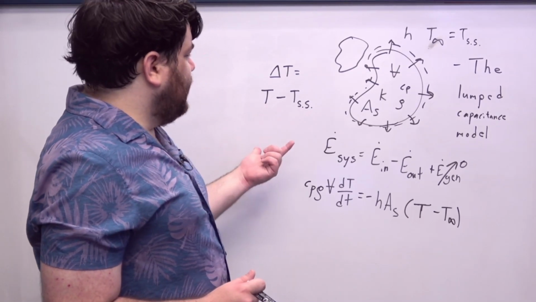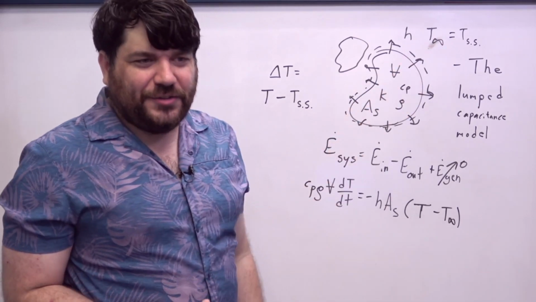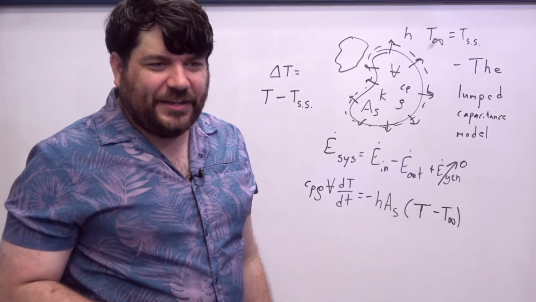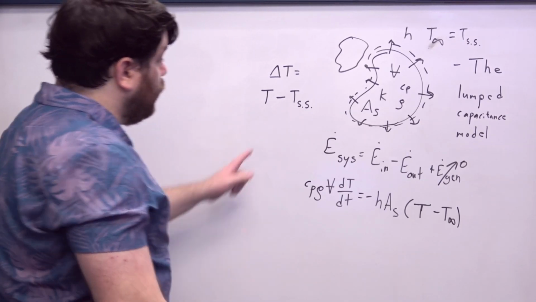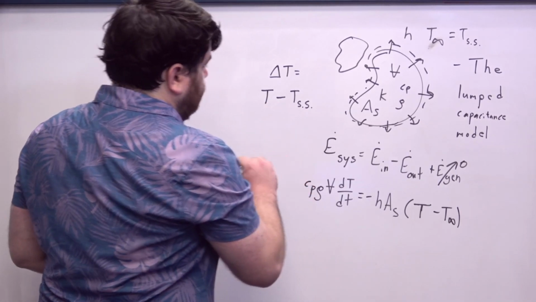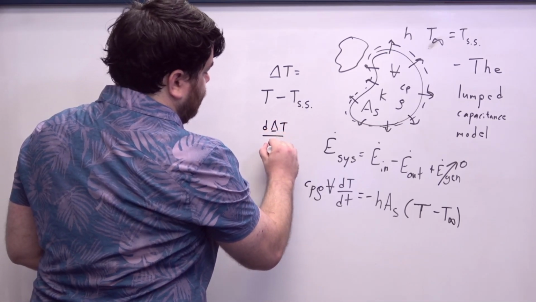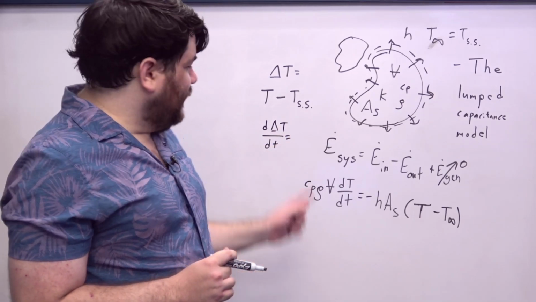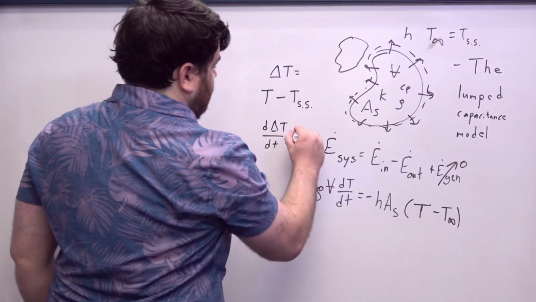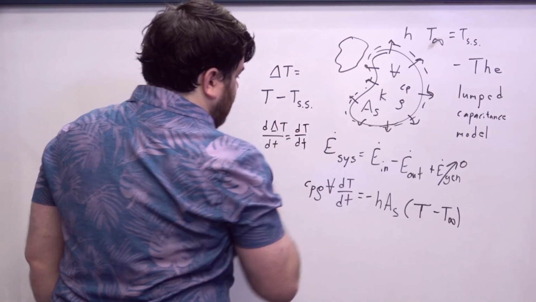And this distinction seems kind of silly, because why would we define a new parameter when we already have T infinity if they're just the same thing? At the end of the lecture, you'll see why. But we define this delta T, and the important thing about this is that the derivative of this temperature difference with respect to time, because this is just a constant value, using the chain rule, is just the same as this thing.